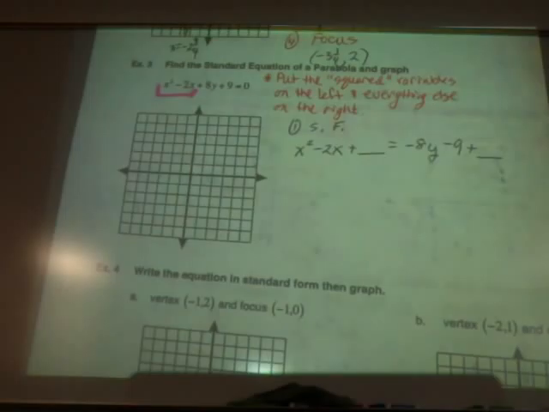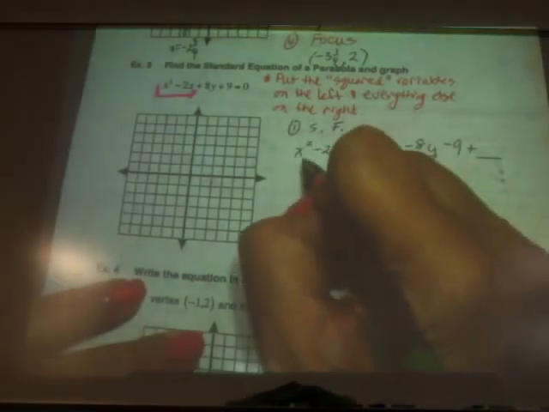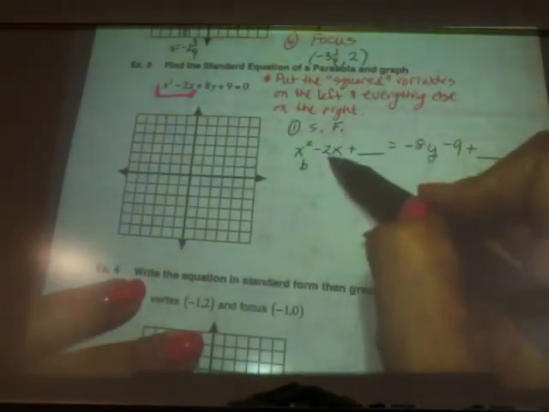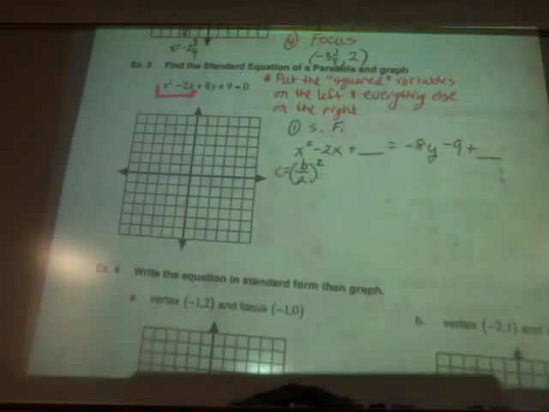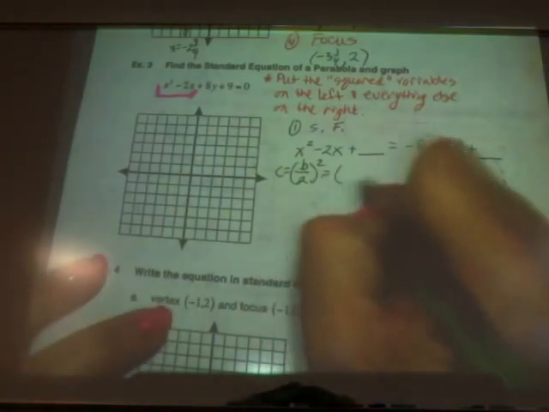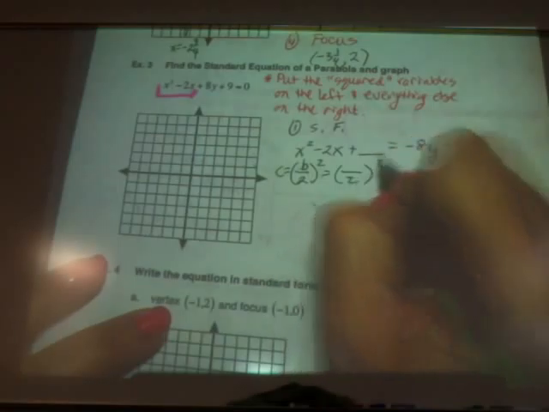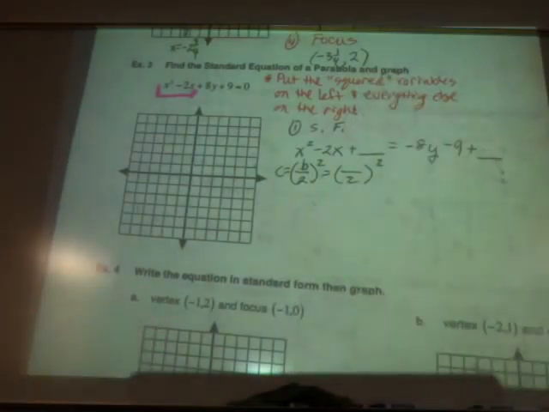Do you remember how to complete the square? Take b, which is the coefficient of the non-squared term, in this case the x term, divide it by 2 and square it. So that's really what c is. C is your constant. You can worry about sign or not, it's going to come out positive no matter how you do it. I tend to ignore the signs.